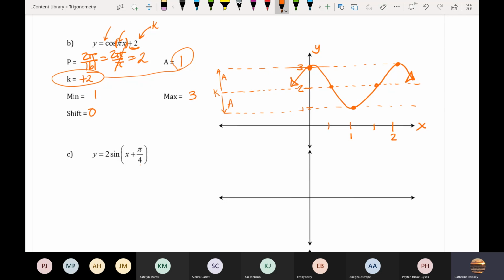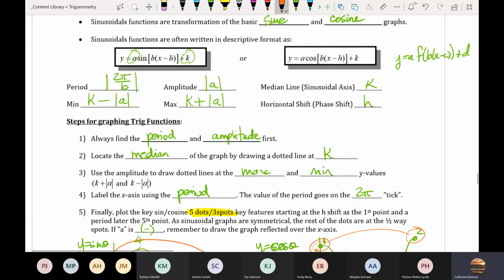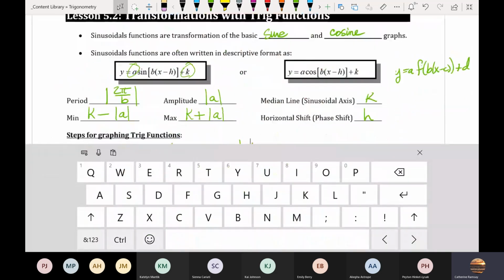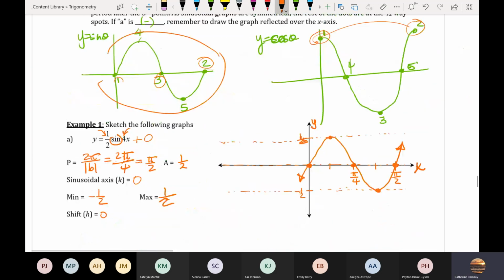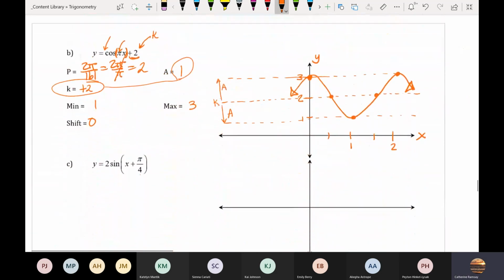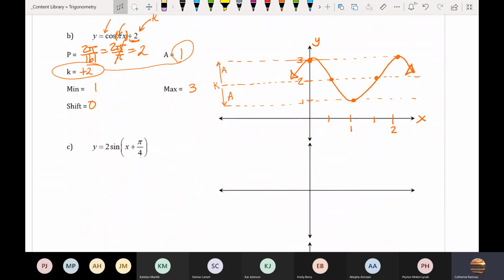Kind of like when I have here, I wrote down, I don't expect you to memorize this. I think you should understand that the minimum is the median subtract the amplitude, and the max is the median plus the amplitude. I wrote it down, but I want you to understand that part of it more than just pure memorizing it. Okay. Any other questions on that one?